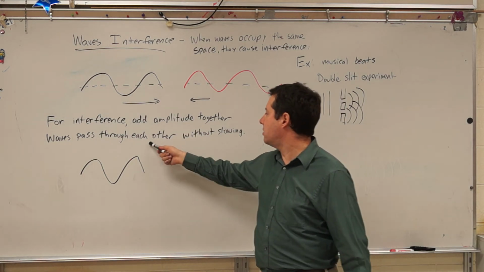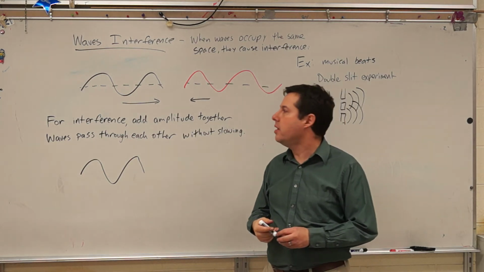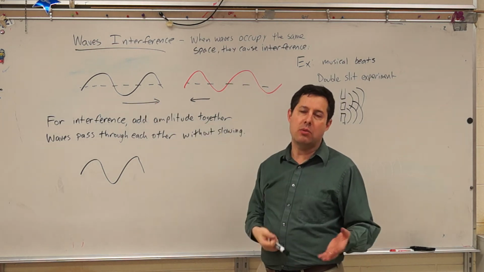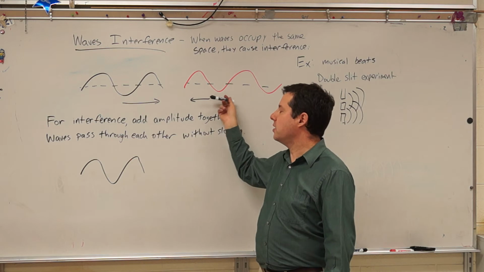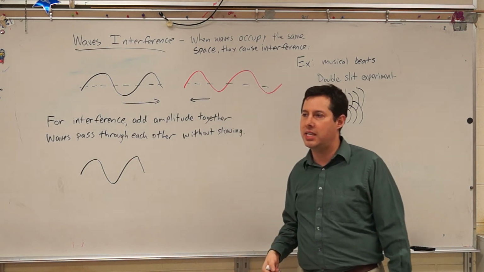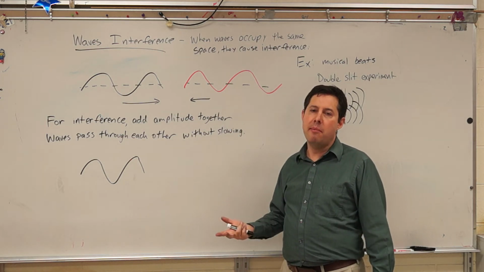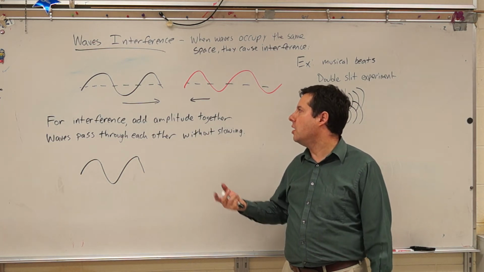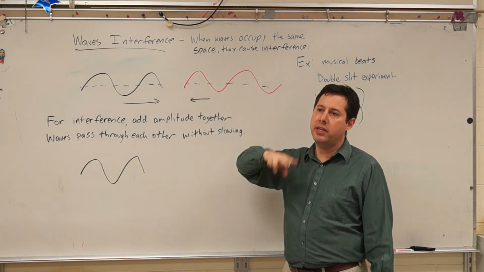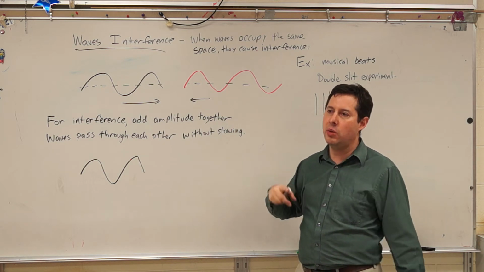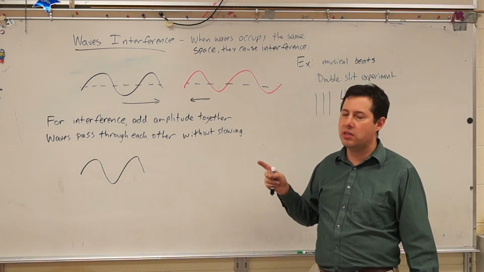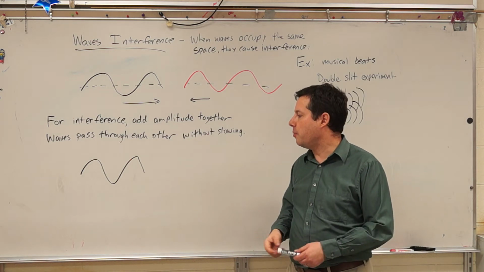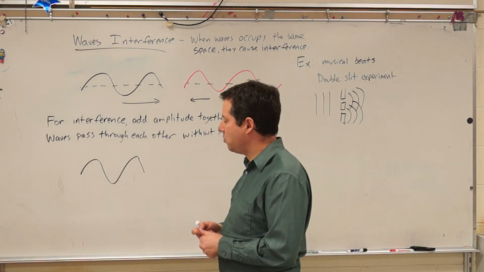The waves pass through each other without slowing down, meaning if the wave is going to the right, it's going to keep going to the right at the same speed. The wave going to the left is going to keep going to the left at the same speed. The amount of interference you get depends on how long the wave goes on for. If these are periodic waves that are continuing, you could get continual interference. But if it's just a quick pulse, you're going to get a very brief instant of interference.